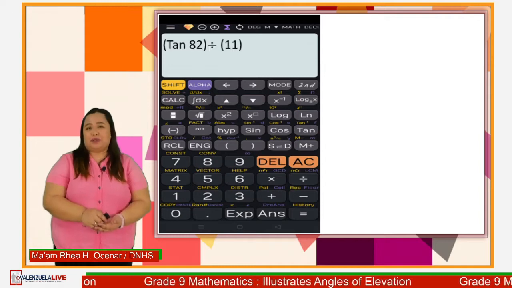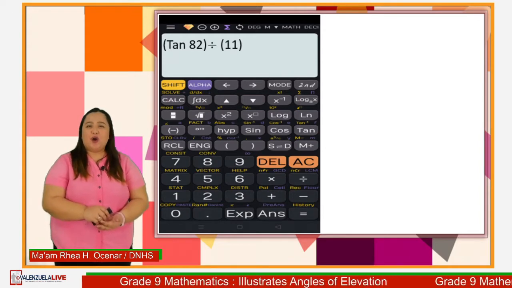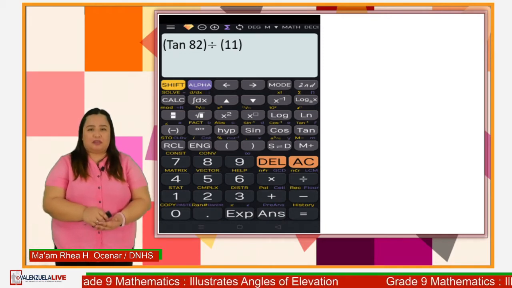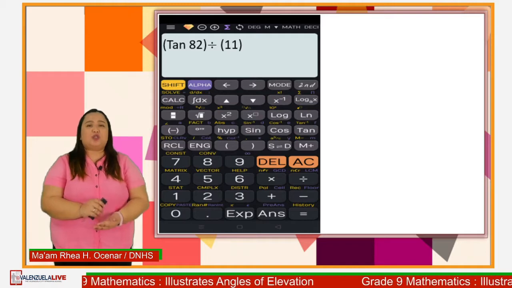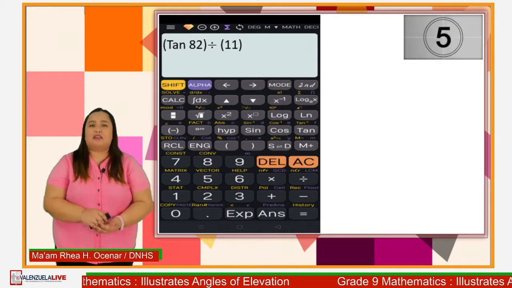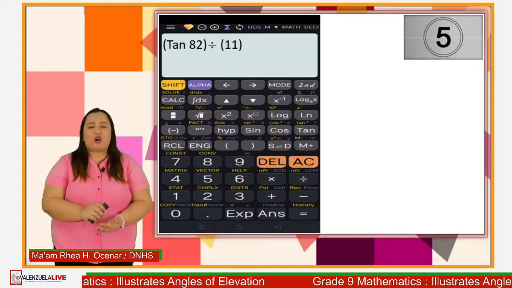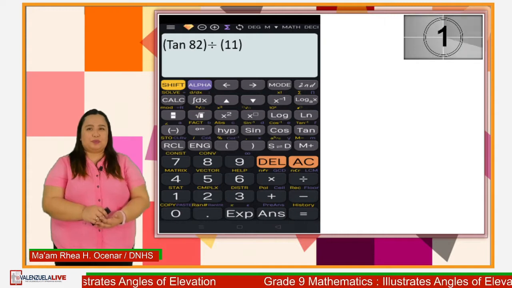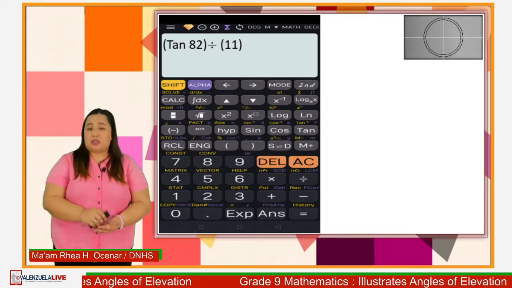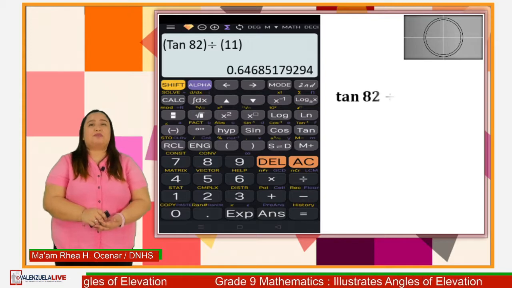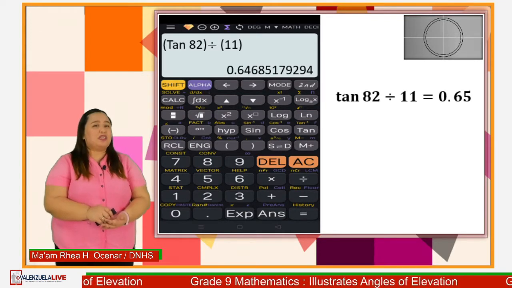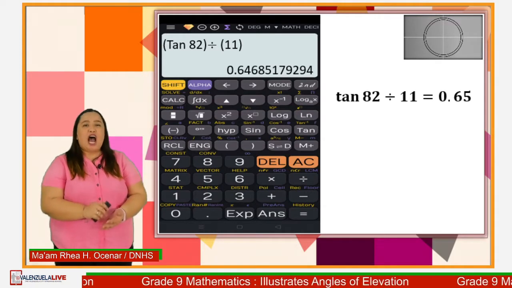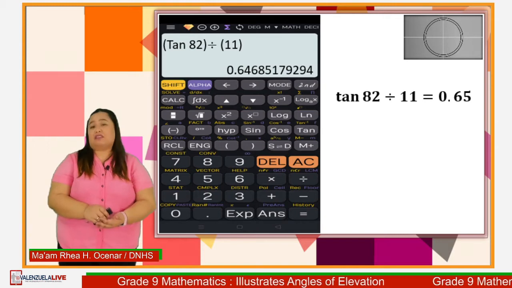Last number. What is the value of tangent 82 degree divided by 11? Round off your answer to the nearest hundredths. 5 seconds. Go. Time's up. The answer is 0.65 or 65 hundredths. How many correct answers did you get?